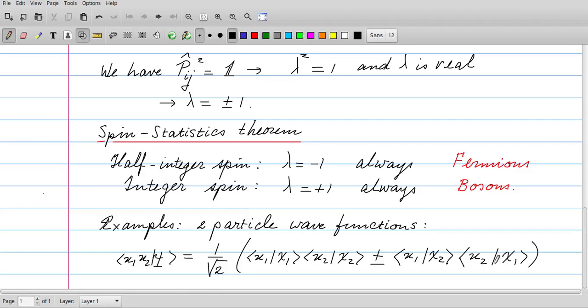And because we have the plus and the minus sign here, it's easy to verify that the plus sign says that if I exchange particle 1 and 2, I have the same state. So that corresponds to lambda, the eigenvalue of that operation, being plus 1. If there is a minus here, then the overall wave function changes sign, and that's the fermion case, which I have up here.